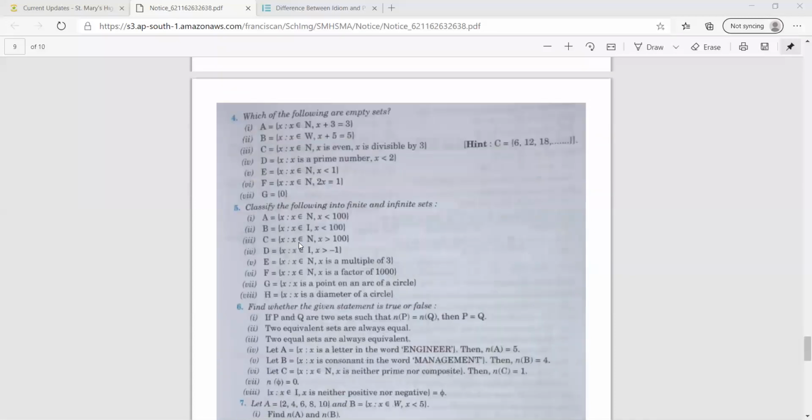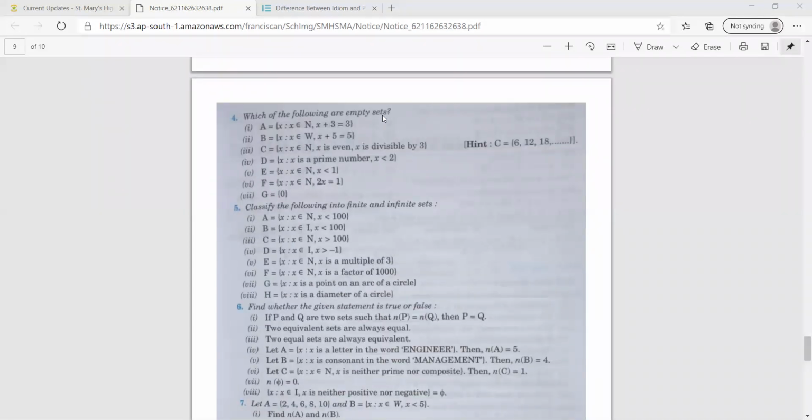Next we go to: which of the following are empty sets. Now listen to this carefully because this is slightly different from what was given earlier. X such that X belongs to N, meaning X is a natural number, and when you add 3 to this number, it will become 3. So which number, when you add 3, will you get 3?